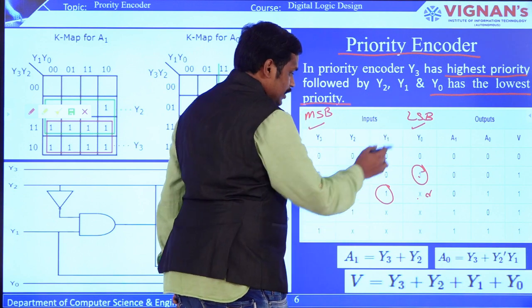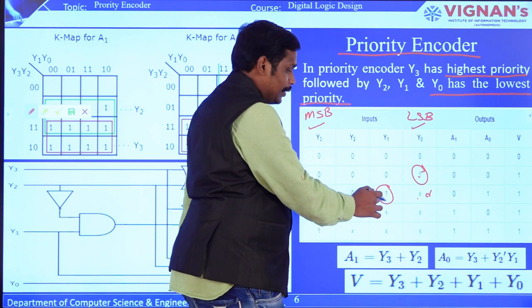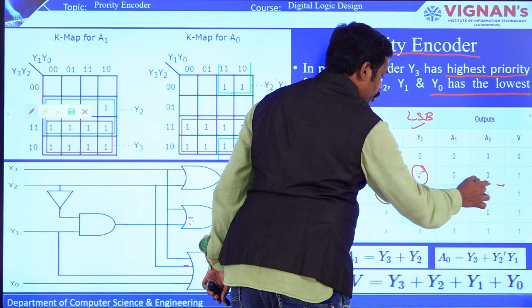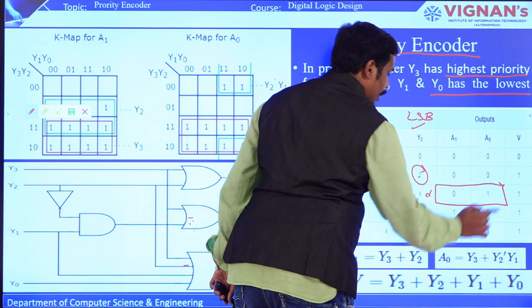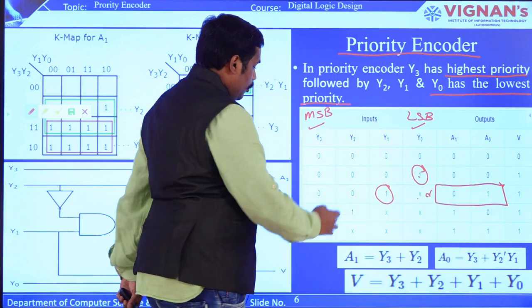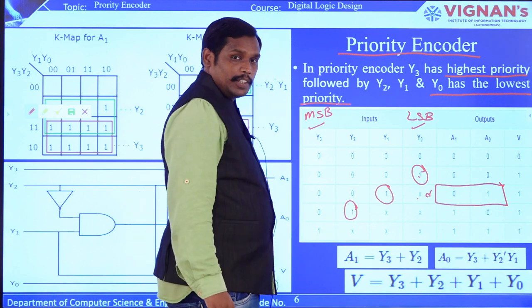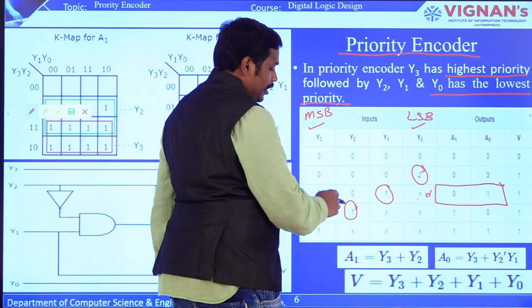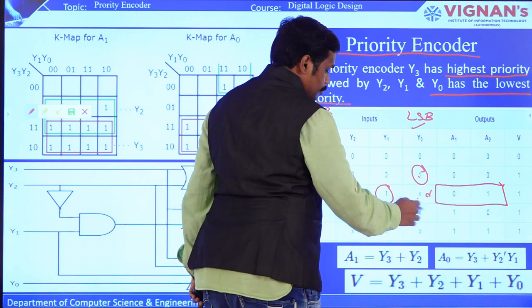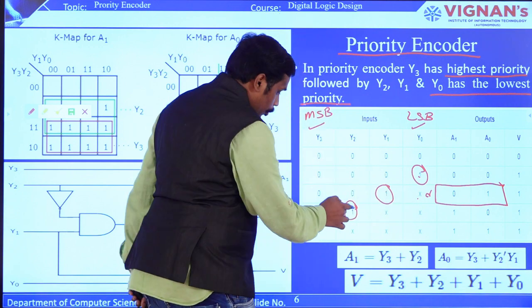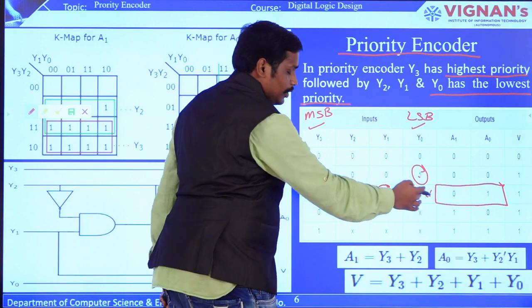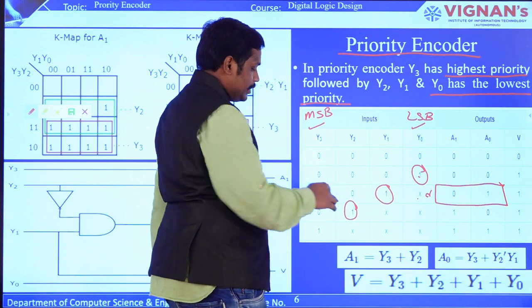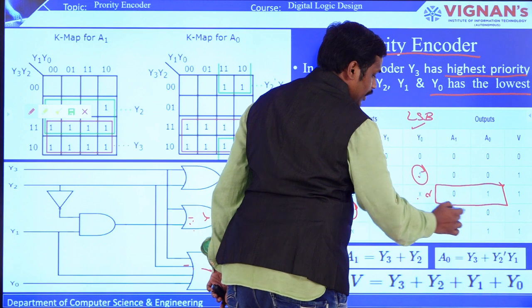But as per the priority, Y1 is a priority, right? So if it is 1, then the corresponding output that you are going to get is 0, 1. Are you getting it? In the same way, now for Y2, if it is 1, this is the next priority level. In that priority level, if the other two are zeros and ones, so if Y2 is 1, then the rest of the things, whether it is 0 or 1, it is not going to consider, and for this you are going to get the output as 1, 0.